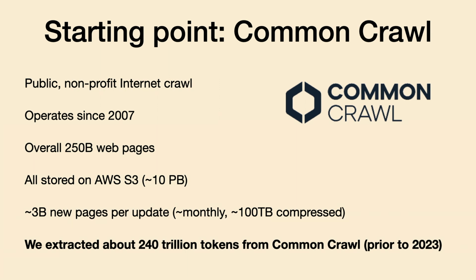In the total crawl archive they have, it's about 250 billion web pages, and this is all stored in one gigantic S3 bucket with about 10 petabytes of data. And every month or so, they release a new update with about 3 billion new web pages these days. And what we did is basically take all the data from Common Crawl, extract the text from the HTML pages, and this gives you a starting point of about 240 trillion tokens.